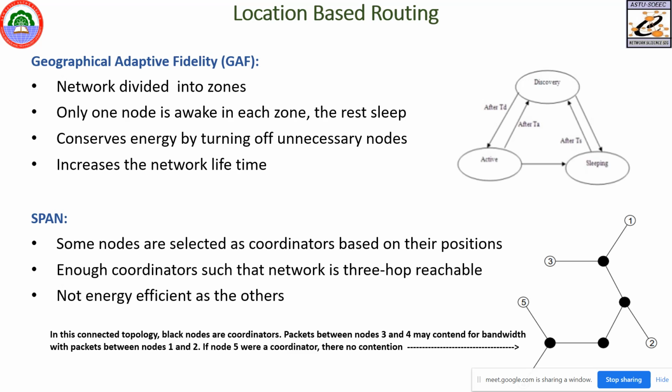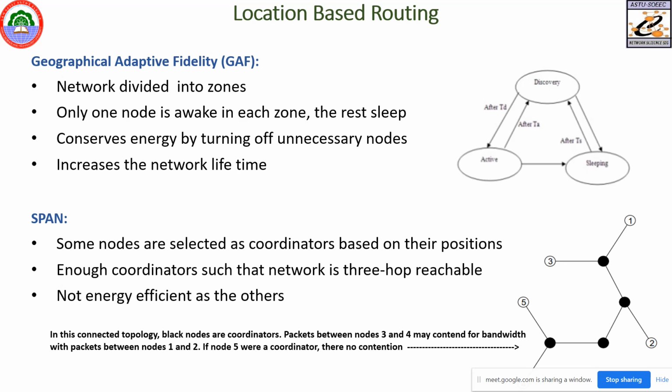So geographical adaptive fidelity is going to save energy by switching off the nodes which are not necessary in that particular communication, so that even though some nodes are going into sleep mode, it will not affect the performance of other nodes in that network.